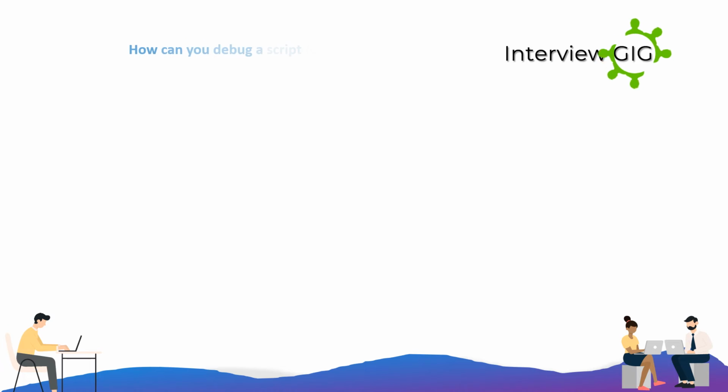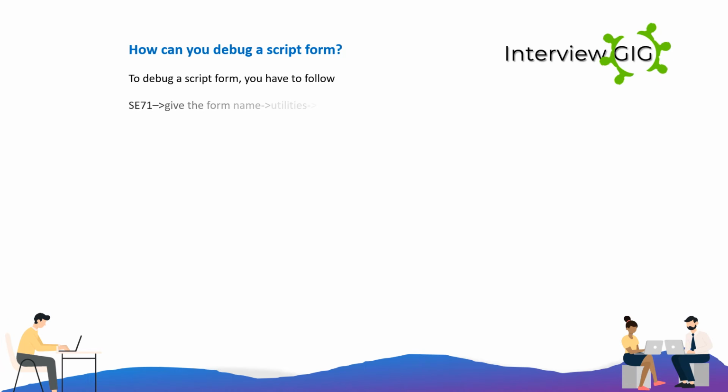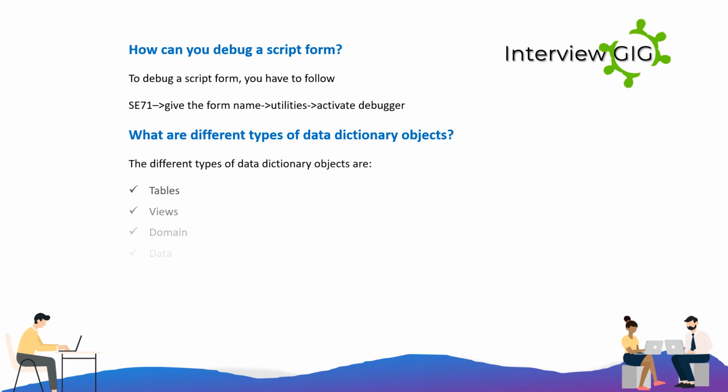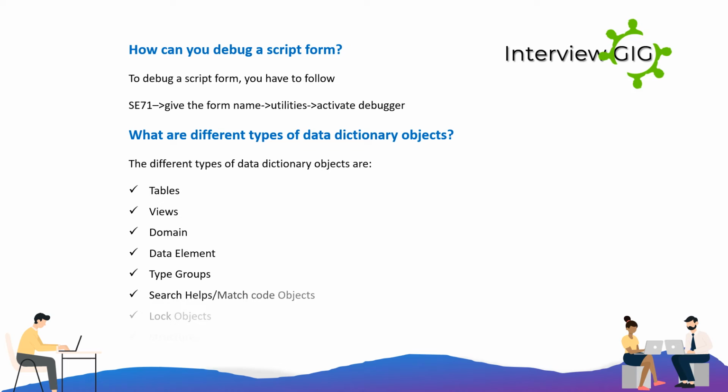How can you debug a script form? To debug a script form, you have to follow SE71, give the form name, utilities, activate debugger. What are different types of data dictionary objects? The different types of data dictionary objects are tables, views, domain, data element, type groups, search helps, match code objects, lock objects, structures, table types.